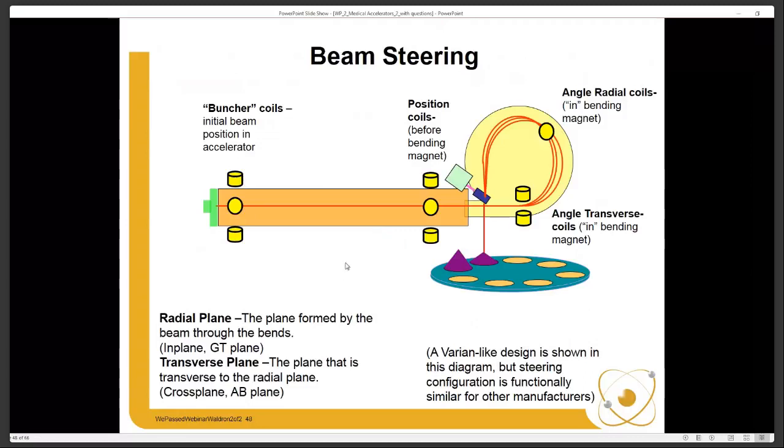Okay. The radial plane is the plane formed by the beam through the bends, the accelerator, and the bending magnet. So the radial plane is going to be parallel to the page here. The transverse plane, also known as the cross plane or the AB plane, is the plane that is perpendicular to the page, or in and out of the page. By putting different current values on each of these magnets, I can control first the position of the beam in the accelerator, the position of the beam as it leaves the accelerator, or the angle of the beam as it's leaving the bending magnet. Angle coils are almost always in the bending magnet. Position coils are usually prior to the bending magnet.